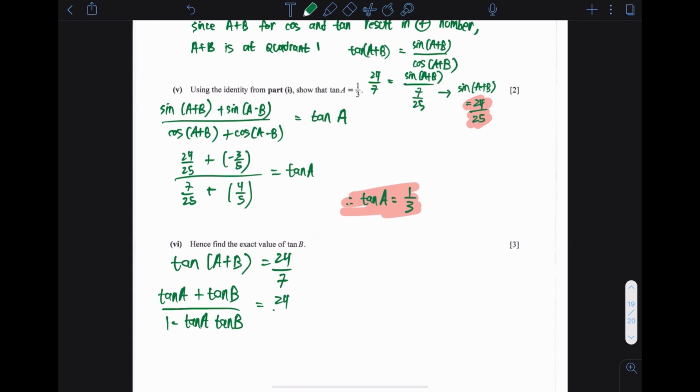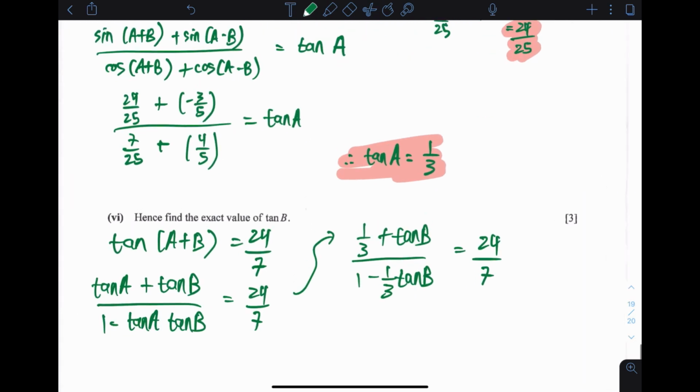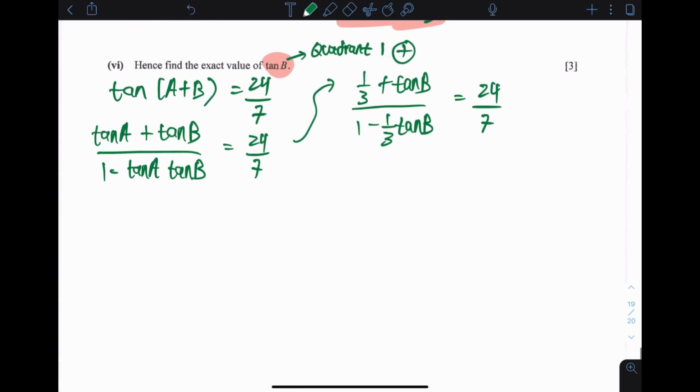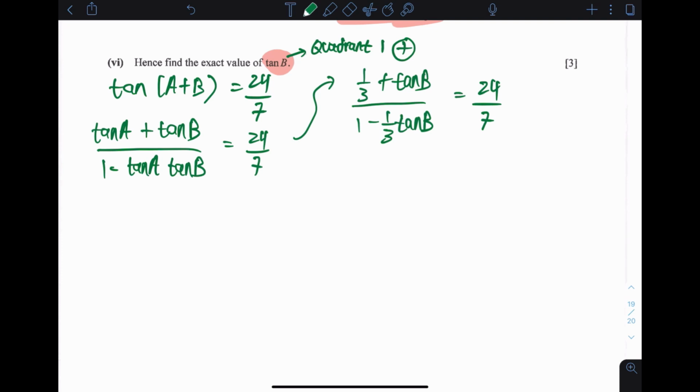This equals 24/7. The value of tangent A is 1/3. Leave tangent B alone. So we have 1/3 plus tangent B over 1 minus 1/3 of tangent B. From here onwards, you just need to make tangent B the subject. Please also remember that angle B is in quadrant 1, just like we agreed on in the earlier part, meaning it must be a positive number. We cross multiply this whole thing and see what we get.